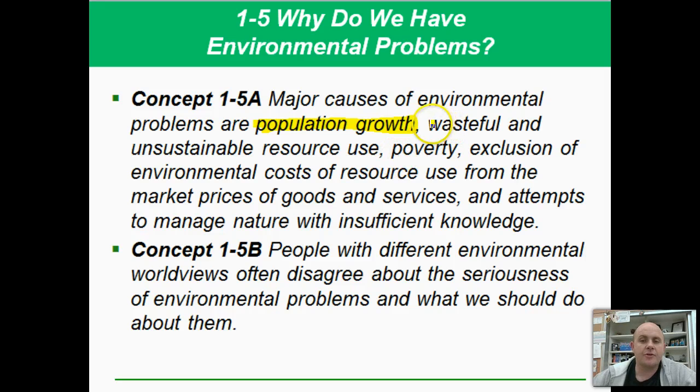After that, you have wasteful and unsustainable resource use, using more than we should. In the United States, that's the most common problem. If you remember from our last video, the United States uses vastly more resources than any other country on the planet. Poverty. When people are poor, they have a tendency to do things to the environment to survive that aren't always healthy for the environment. Cutting down trees, creating problems with biological hazards, things along those lines, which we'll delve into in future chapters.